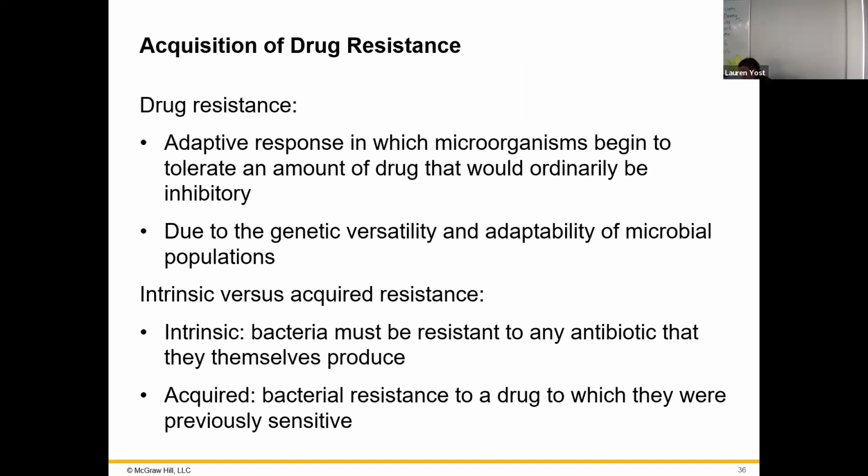So that's all of our drug categories and all of the microbes they affect. Drug resistance is an adaptive response where microorganisms are going to tolerate a drug. This can happen due to the genetic versatility of these microbes, either from just spontaneous mutations where they just happen to survive the drug because of random mutations. We might think that's unlikely. Like, what are the odds that they're going to have a mutation that helps them survive this drug?